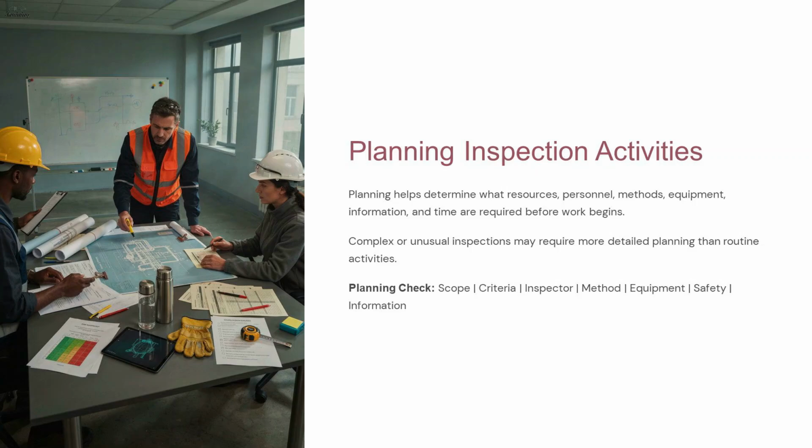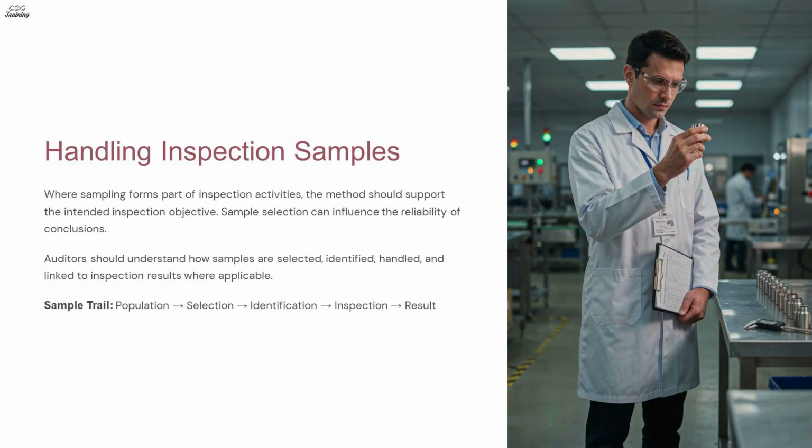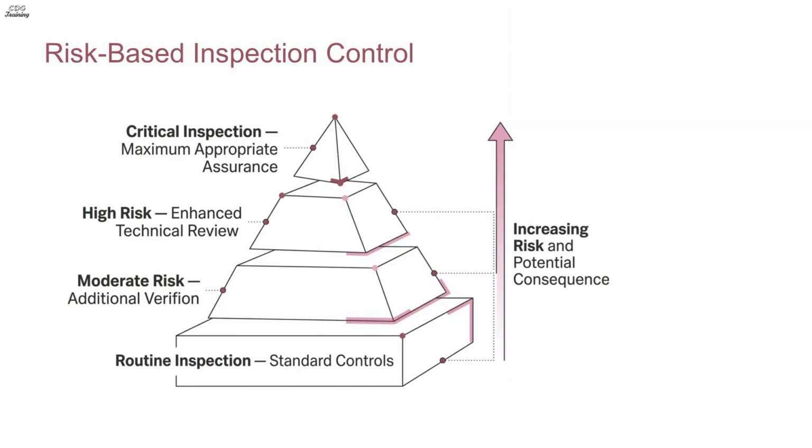Planning inspections involves determining necessary resources and time. Complex inspections may need more detailed planning than routine ones. Sampling methods should support inspection objectives, influencing the reliability of conclusions. Auditors need to understand how samples are handled and linked to results. Risk-based inspection control involves varying levels of assurance based on risk. Higher risk requires more assurance and technical review.